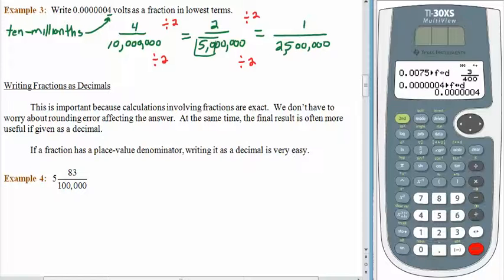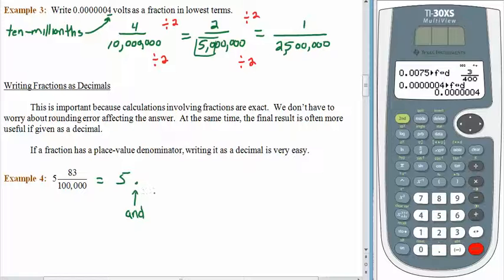If your fraction has a place value denominator, that's just super easy and very nice, and there's really nothing to do here except read it. 5 and 83 hundred-thousandths. We just translate this. 5, that's our whole number, and there's the decimal point.